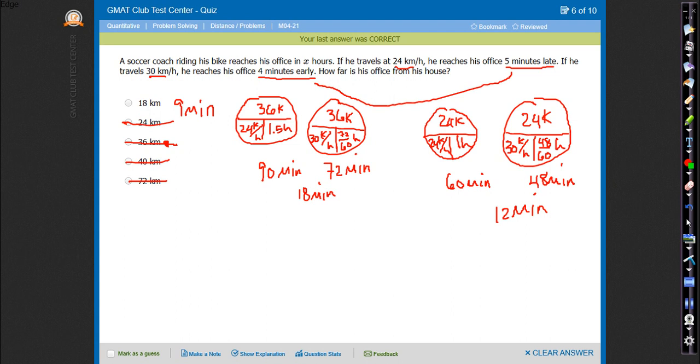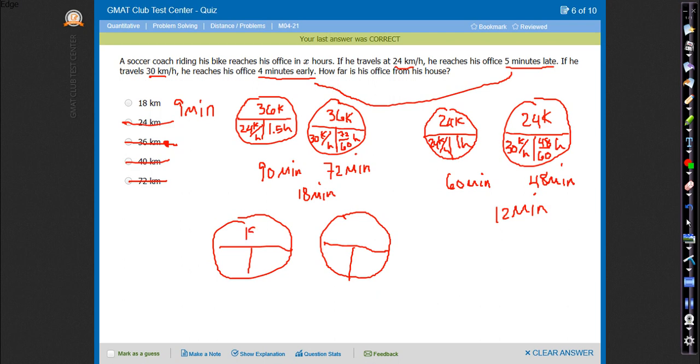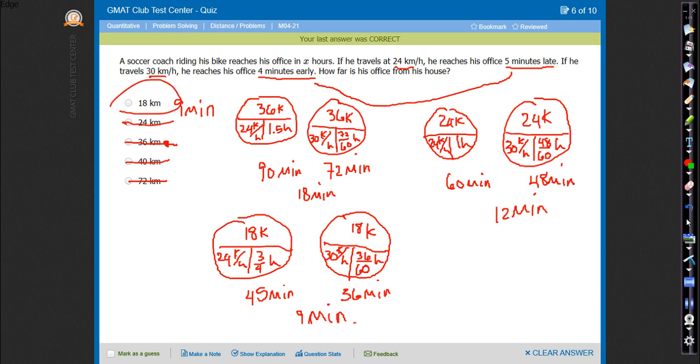Now, if you don't believe me, you can simply test it out. You won't want to do this on the real test. You'll want to trust your method and know that you've correctly eliminated all of the wrong answers. But you can do 18 kilometers over 24 kilometers per hour, and 18 kilometers over 30 kilometers per hour. 18 over 24, if we divide the numerator and the denominator both by 6, reduces to 3/4 hour. On the right-hand side, using the same trick, we get 36 over 60 hours. So 3/4 of an hour is 45 minutes, and we have 36 minutes over here, the difference of which is 9 minutes. So we just confirmed that, yes, A is the correct answer.